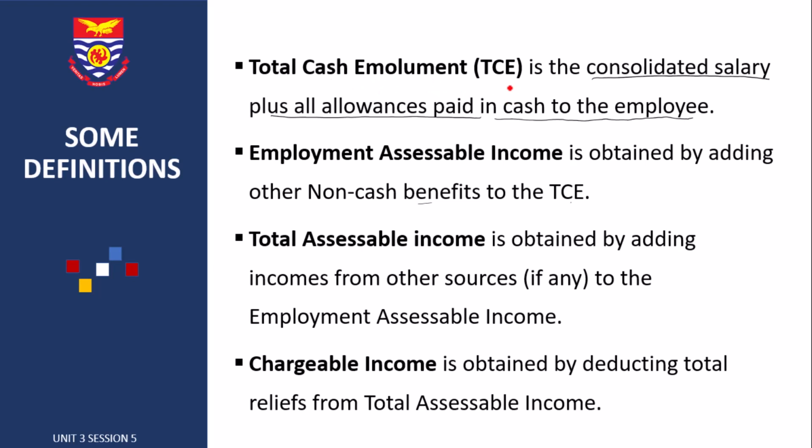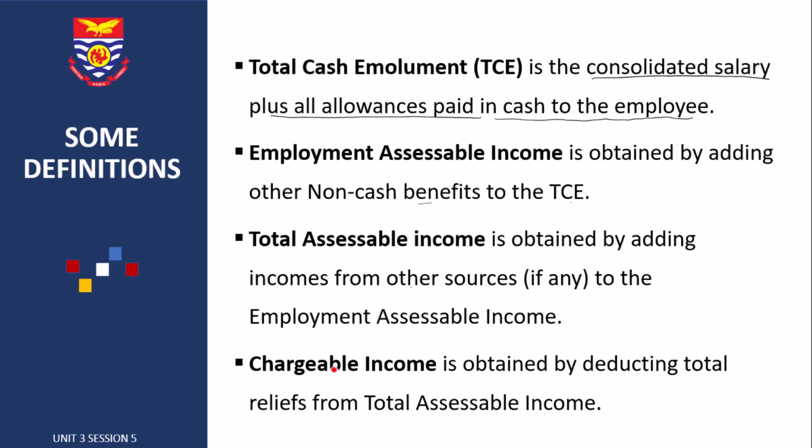After doing this, when we add benefits in kind such as garden boy, watchman, maid servant, car element, rent element, to the total cash emolument, we get employment accessible income. Then total accessible income is obtained by adding other income from other sources to the employment accessible income. So assuming you receive any other income that is taxable, when we add it to your employment accessible income, it gives us total accessible income.